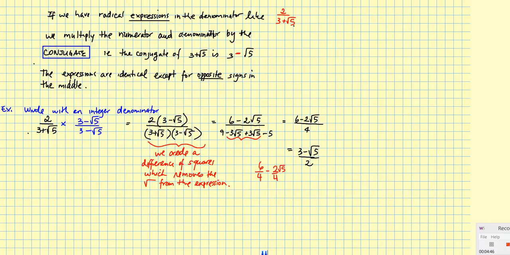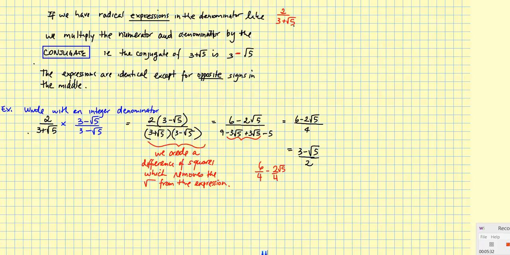Now, if we have a radical expression in the denominator, so that means that I don't just have a square root, but I have a 5 plus root something, or a 2 minus root something, and so forth, then in order to get rid of the square root, we multiply by what is called the conjugate. The conjugate means the opposite sign in the middle of the expression. So for example, I'm just going to take the example that we have here, 2 over 3 plus root 5.